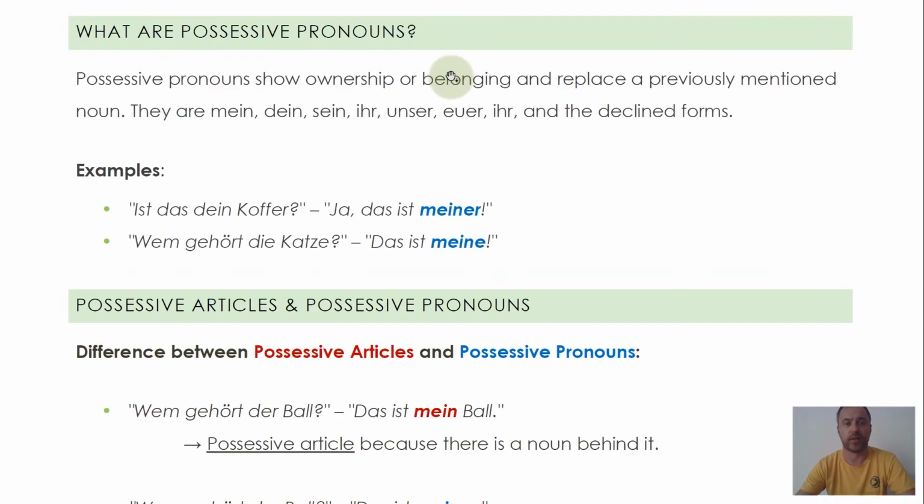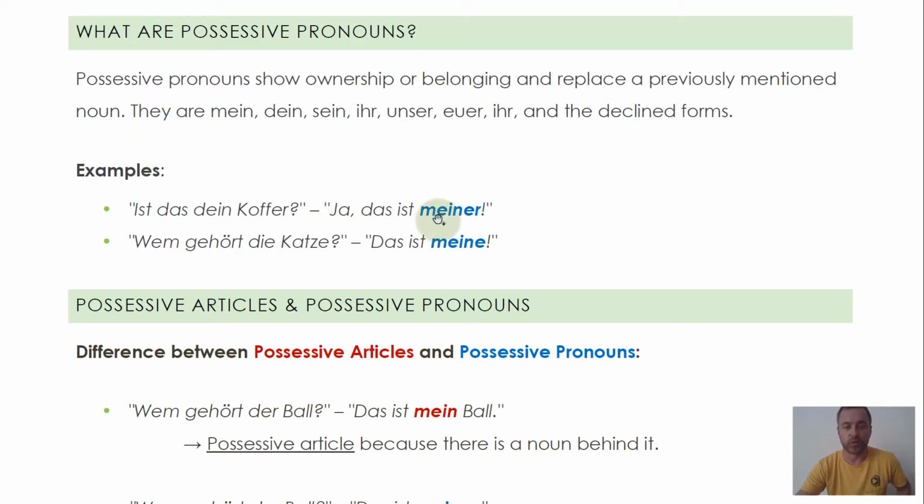Let's zoom in a little bit. First of all, what are possessive pronouns? So possessive pronouns show ownership or belonging and always replace a previously mentioned noun. For example, mein, dein, sein, ihr, unser, euer, ihr, and also the declined forms of them.